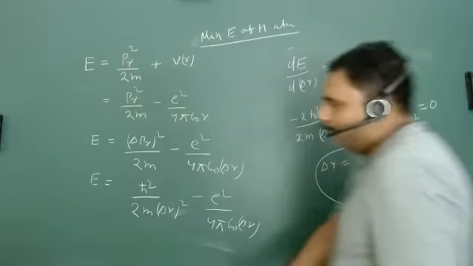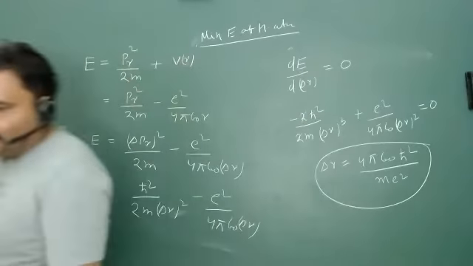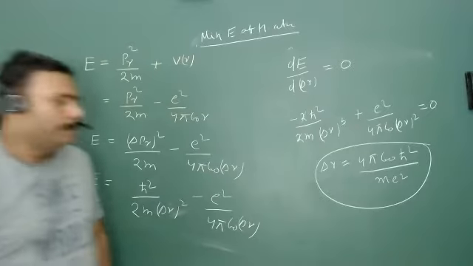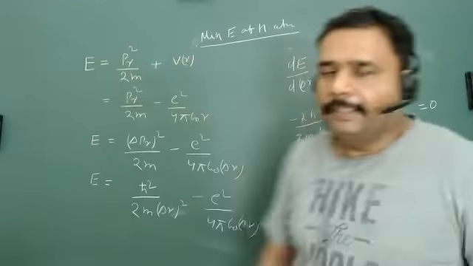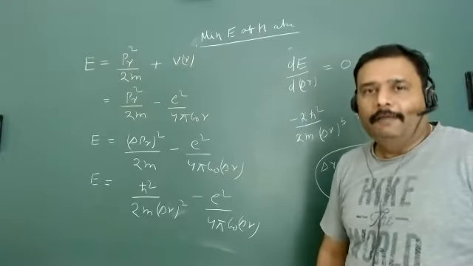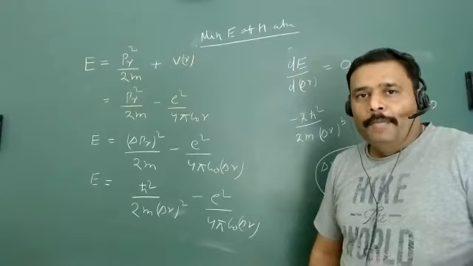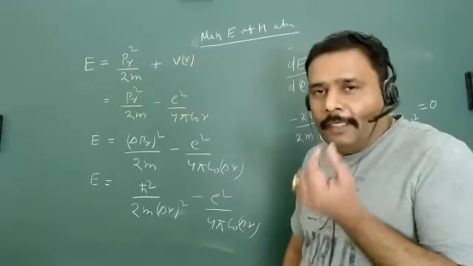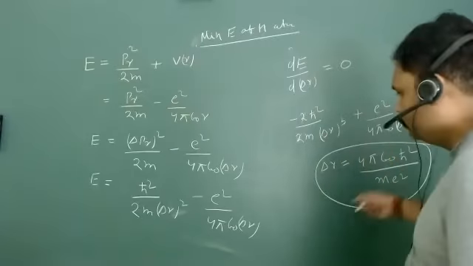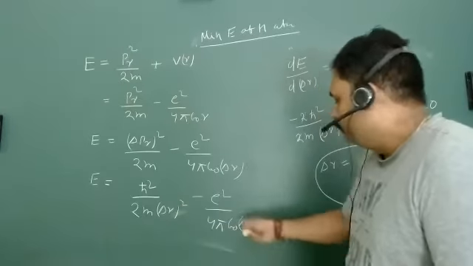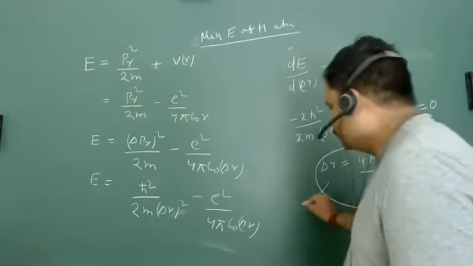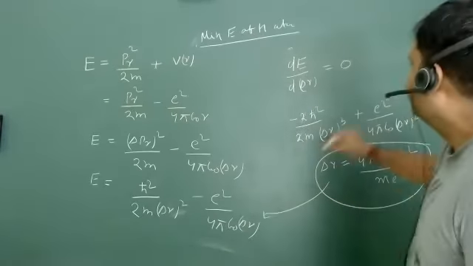Do you remember what this particular thing is? This number is very important. We have discussed this number. A naught. Yes, 0.53 A naught. It means if your delta R is equal to A naught, and you put the value of delta R into this particular equation, I am leaving that up to you. I am writing the direct answer.